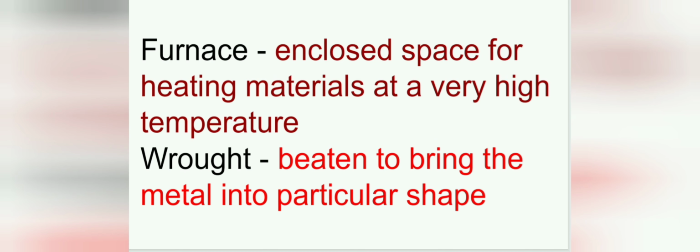Difficult words which we come across in the first stanza. First one, furnace. Enclosed space for heating materials at a very high temperature. Second one, wrought. Beaten to bring the metal into a particular shape. Third one, file. To cut or shape something. Fourth, gauged. Measured.